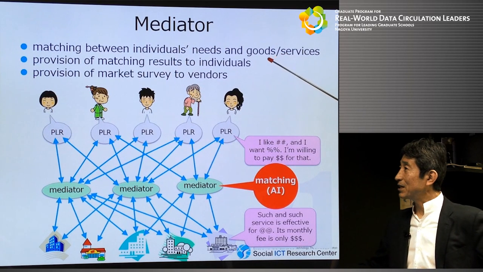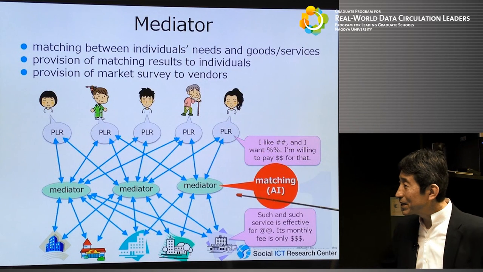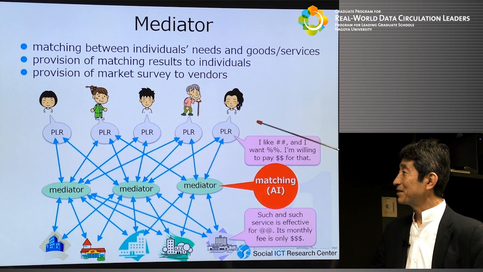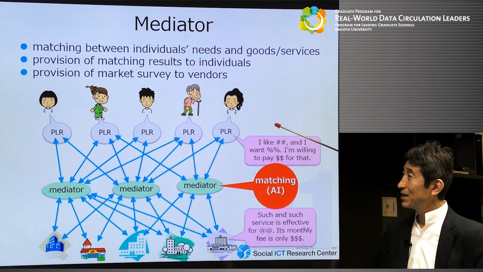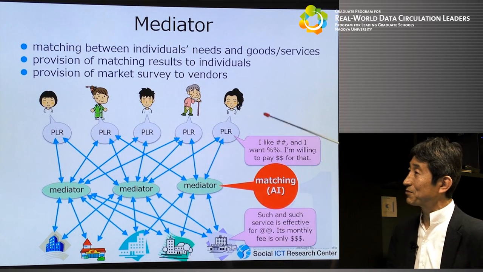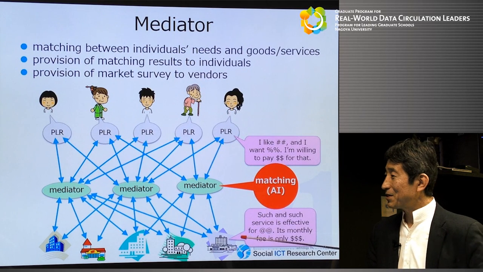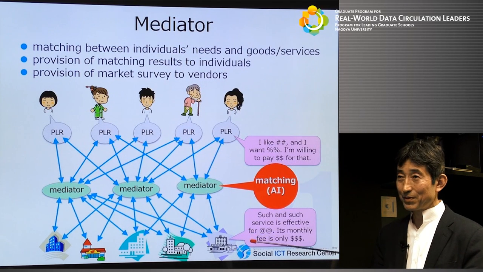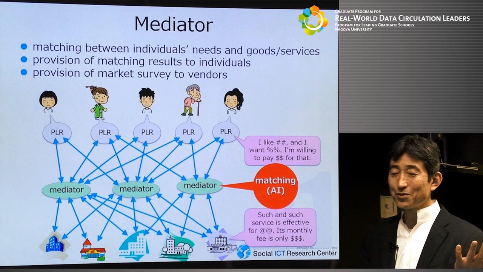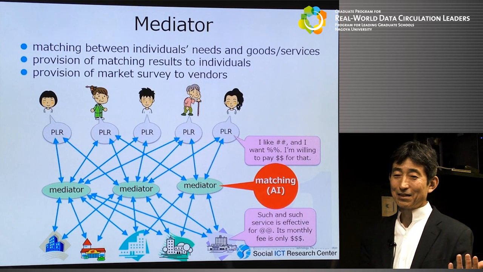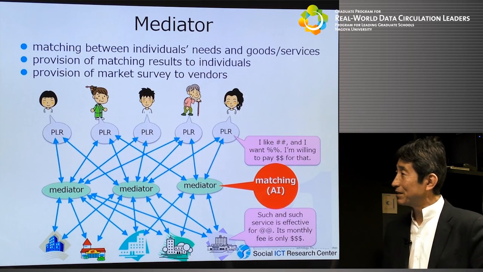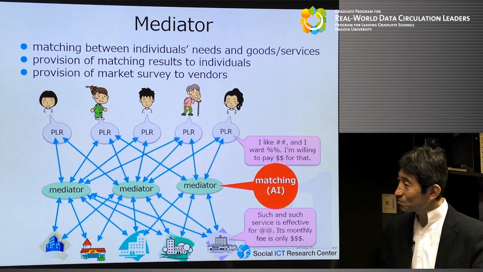The individual would receive some matching results. So for instance, the mediator would tell this individual that you may be interested in such and such products and services, right? And also the mediator would be able to tell these vendors something useful, like maybe this product of yours would be selling more if you change this aspect that way. Or the market response to your service is such and such. So that sort of useful information will be provided to the vendors by the mediators.